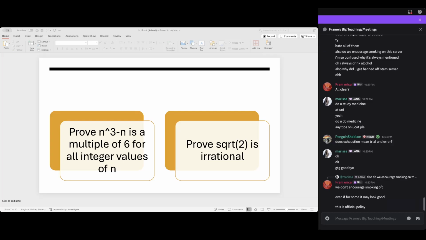Okay, so for all integer values, there's an n over... Oh god, I did this wrong, sorry. I read the question wrong.